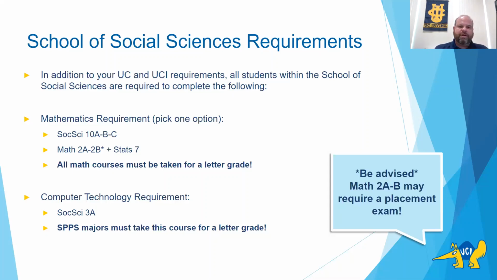If you did happen to do a transferable semester of calculus and a transferable semester of stats, there's a chance that you might have the math requirement completed, but it really depends on the course that you took at your previous college. And then the second requirement is a course in computer technology, and that's a one-course commitment, right? And that's called Social Science 3A. And because you are a social policy and public service major, this course must be taken for a letter grade because it is a course within your major requirements.